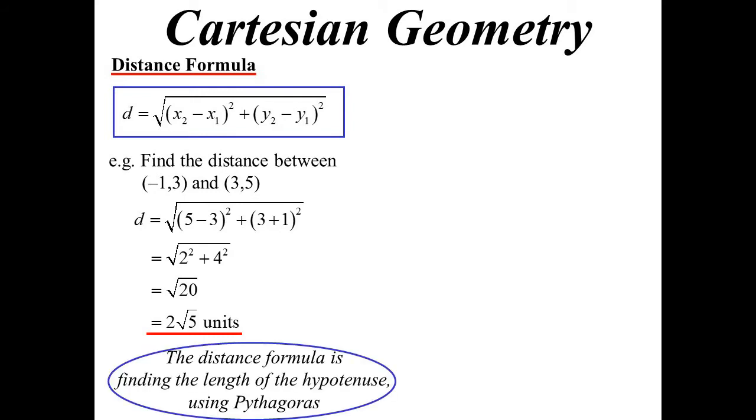So the distance formula is basically finding the length of the hypotenuse using Pythagoras' theorem. One side would be the difference in the x values, one side of the triangle would be the difference in the y values.